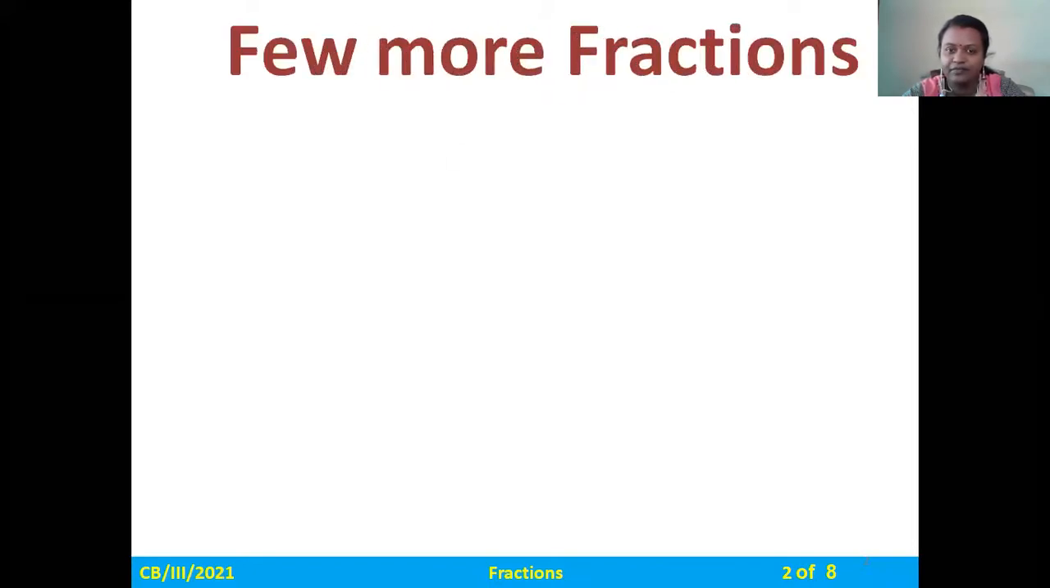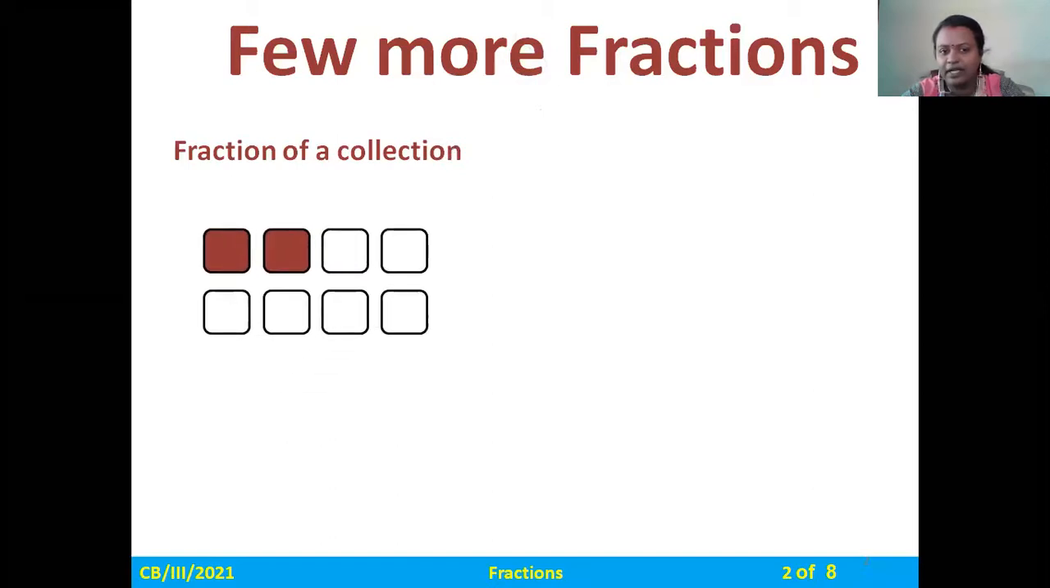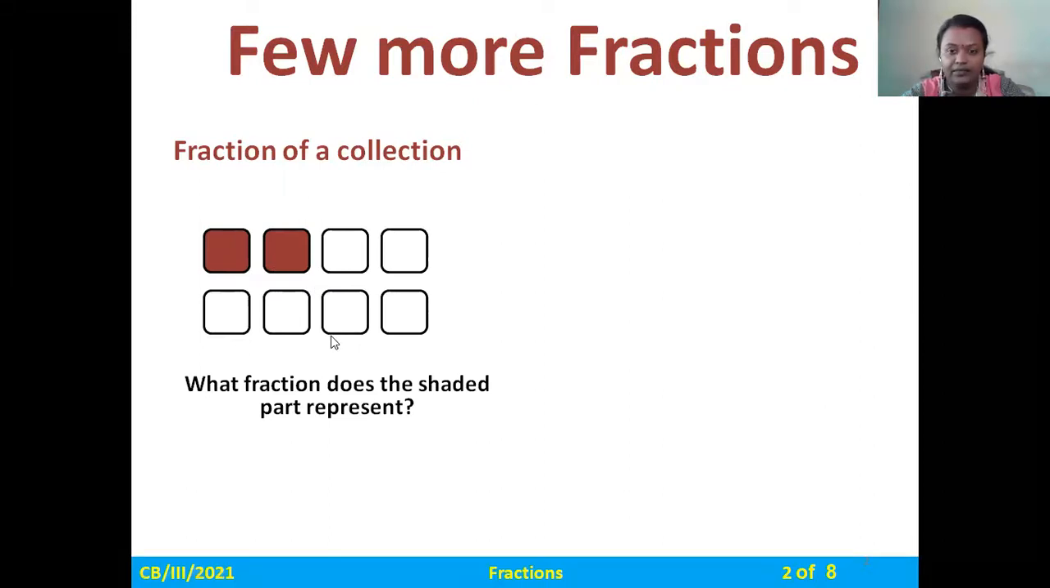Now, let us see a few more parts of collection or in fractions. Fraction of a collection. Look at the pictorial representation. What fraction does the shaded part represent? Can you guess? Yes, here we count the total number of parts. That says 1, 2, 3, 4, 5, 6, 7 and 8. Out of 8, 2 parts are shaded. So that is 2 out of 8.